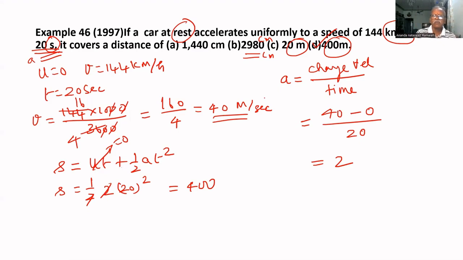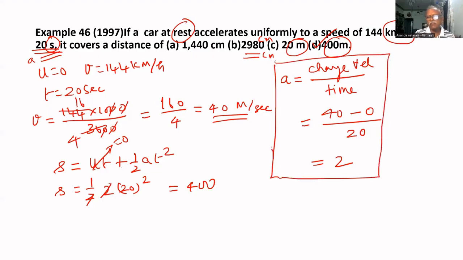We got it. So acceleration is not given. Instead, change in speed is given. We know that acceleration equal to change in velocity divided by time. The time is also given. The speed is changed from rest to 144 kilometers per hour in 20 seconds. Therefore, acceleration equal to change in speed, that is 144 minus 0 divided by 20. But 144 is converted to meter per second, means 40 meter per second. Therefore, 40 minus 0 divided by 20. Therefore, acceleration is 2. We substitute in this formula. U, initial velocity, is 0. Therefore, 1 by 2, A is 2, t is 20. Therefore, 400 is the answer.